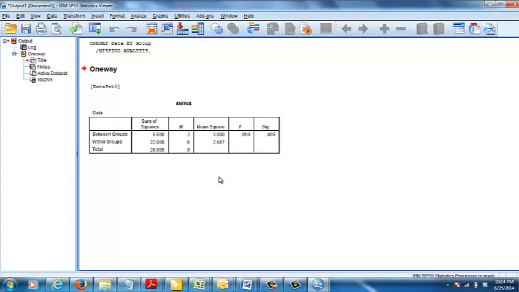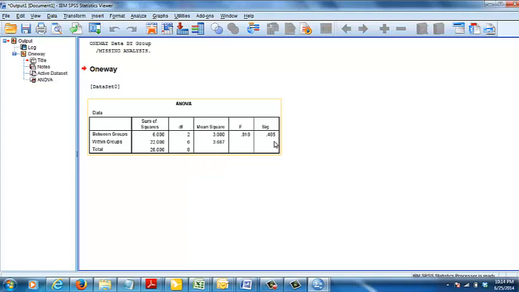We have our output, which we should be very familiar with. We have our sum of squares 6. Degrees of freedom is 2. 6 divided by 2 is 3, which is our first mean squared. We have 22 as our sum of squares for within groups, and 6 is our degrees of freedom. 22 divided by 6 is 3.667 for our within group variability. Our F ratio is 3 divided by 3.667, which is 0.818. When you compare that to the critical F value, you have a significance level of 0.485.